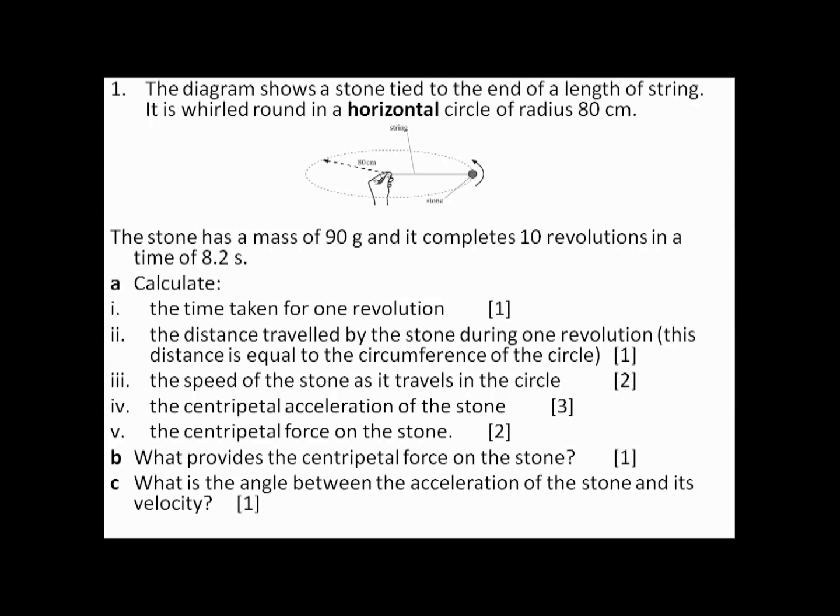Finally, part B and part C require understanding some concepts, where part B asks us to state what provides the centripetal force on the stone, and part C asks what is the angle between the acceleration of the stone and its velocity. Okay, so now let's solve part A first.